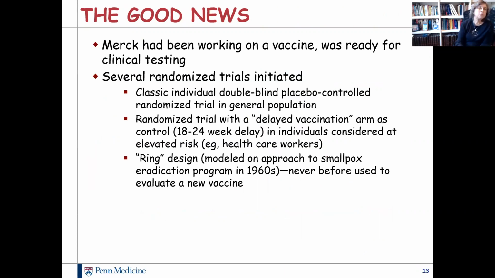So the good news for vaccine development was that Merck had been working on an Ebola vaccine, and it was ready to go into clinical testing. Several randomized trials were actually initiated. One was sponsored by NIH. It was a classic individual double-blind placebo-controlled randomized trial in the general population. Another randomized trial, I think this was run by the CDC, had a delayed vaccination arm as a control, with an 18 to 24-week delay in high-risk individuals such as healthcare workers. And third was a ring design.